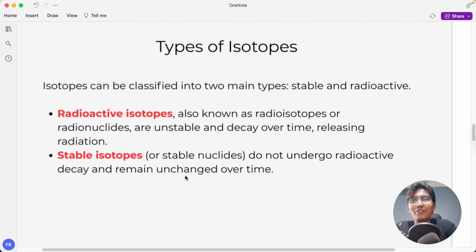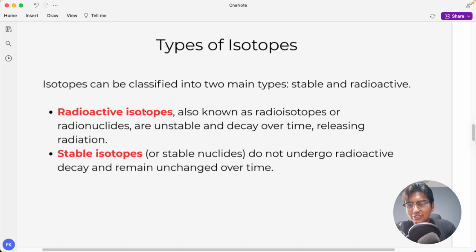Now let's look at types of isotopes. We have radioactive isotopes, we have stable isotopes. Let's look at the radioactive isotopes. Radioactive isotopes are also known as radioisotopes or radionuclides. So these will probably not come in your exam, like for MCQs and other stuff, but it's better to know it, right? If you want to be a doctor, scientist, engineer, chemist, anything you pursue with science, you have to know this thing. They are unstable and decay over time.